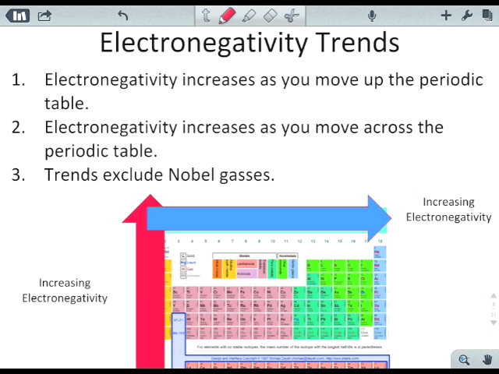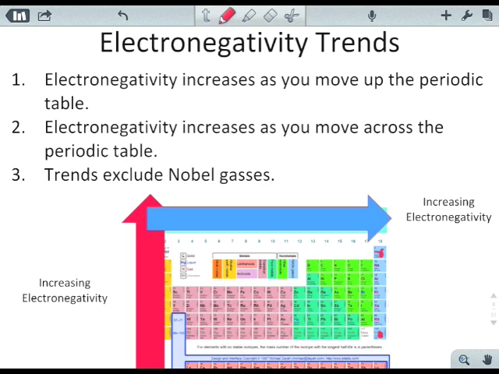Now, when we're looking at the trend of electronegativity on the periodic table, we see that electronegativity increases as you move up the periodic table. So the ones at the very bottom will have a lower electronegativity than the ones at the top. Electronegativity also increases as you move across the periodic table. It's kind of like ionization energy. It follows the same trend.